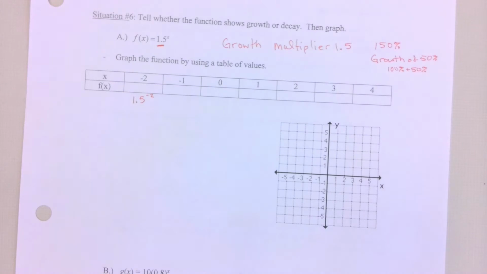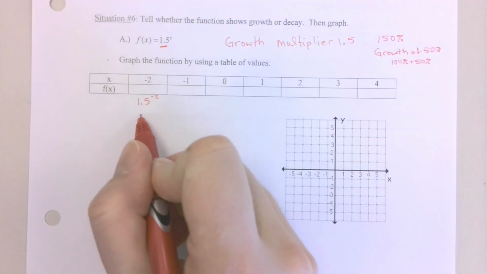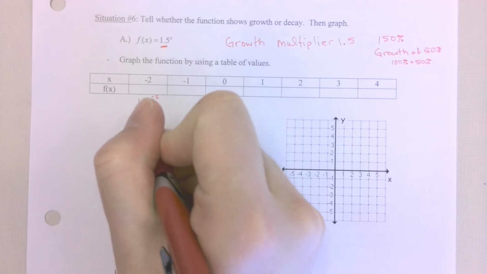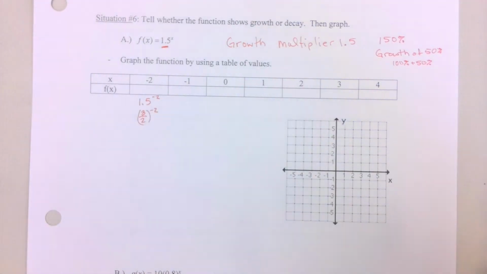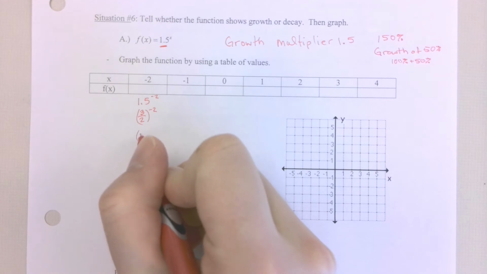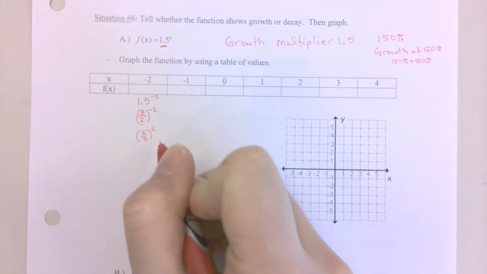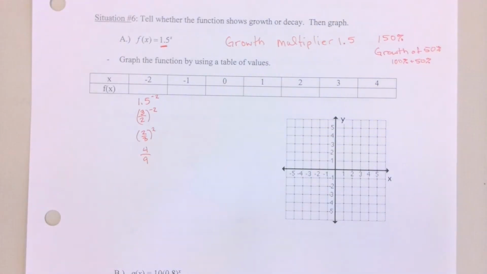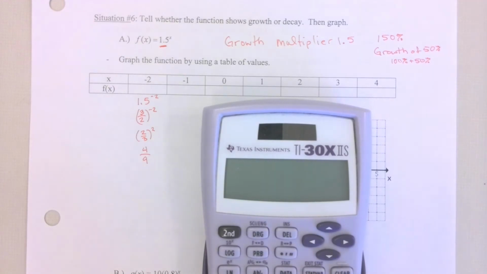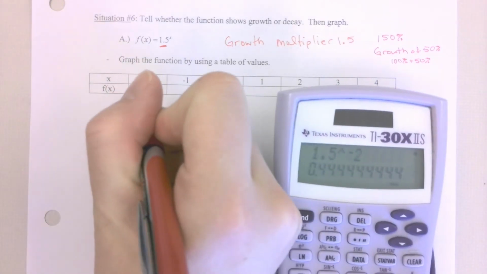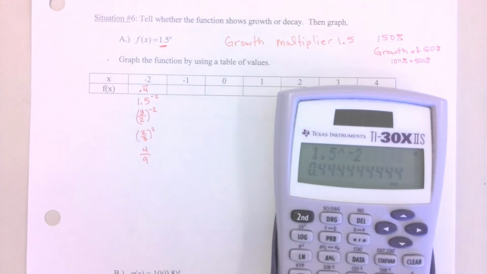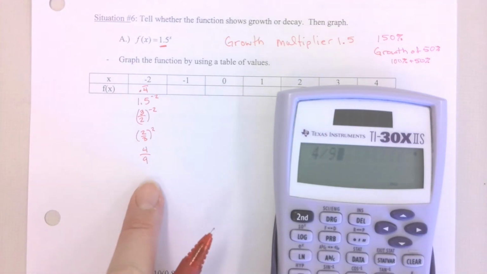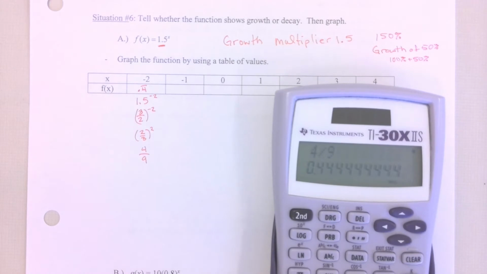Now I want to remind you that 1.5 is the same as the fraction 3/2. If I take 3/2 to the power of -2, the negative exponent flips it to make it 2/3, and then we distribute the power and we get 4/9. That should be the same thing we get in the calculator. So when we put in 1.5 to the power of -2, we get out 0.4 repeating. If I take 4 divided by 9, the fraction I got, we get 0.4 repeating.